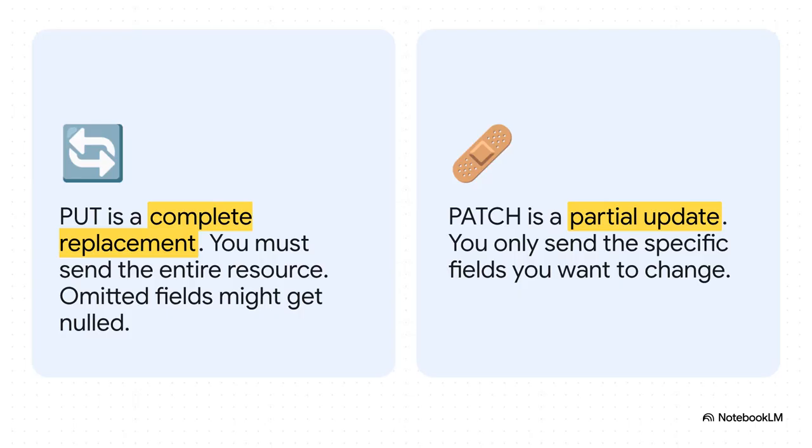Okay, this is a big one. You have to know the difference between put and patch. Think of put as a total replacement. You have to send the entire object, even the fields you aren't changing. And if you forget a field, the server might just wipe it out. Patch, on the other hand, is like surgical tweezers. You only send the one or two things you want to change, and everything else is left alone.